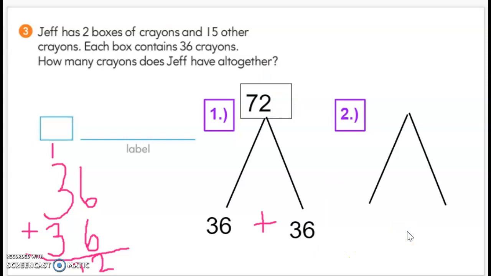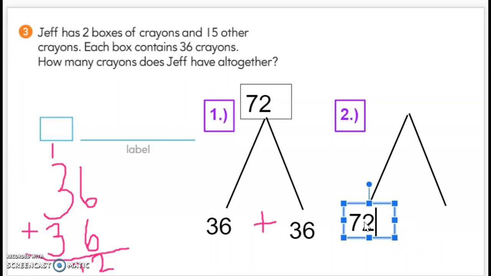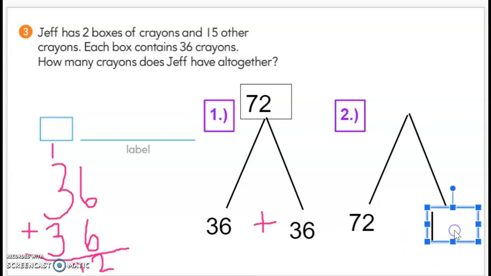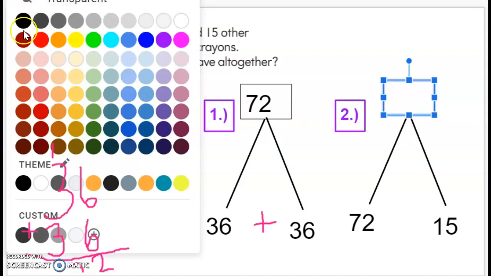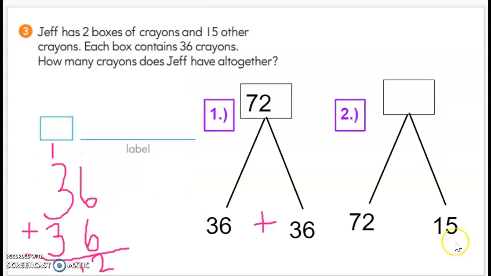Okay, now let's read it again to figure out what we still have to solve here. Jeff has 2 boxes of crayons and 15 other crayons. Each box contains 36 crayons. How many crayons does Jeff have altogether? So how many total crayons were in the 2 boxes? 72. Yep, we solved for that with our 36 plus 36. How many crayons were separate from the box? 15, yep. And we want to know what the total is. How many total crayons does he have? So our unknown is at the top.